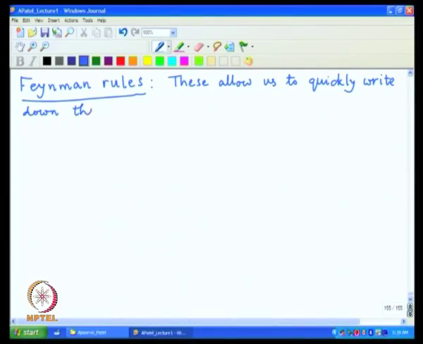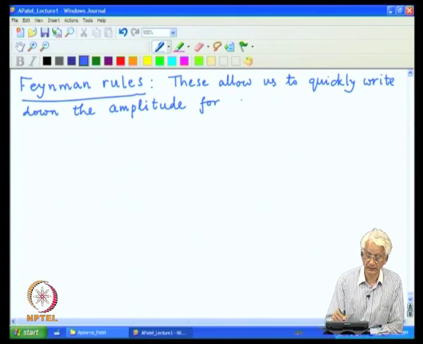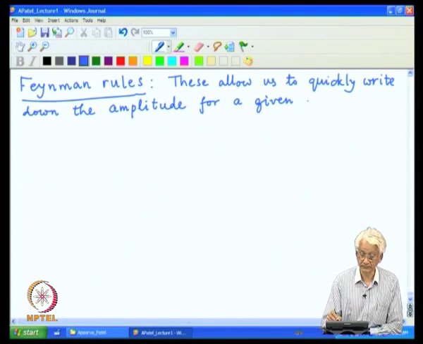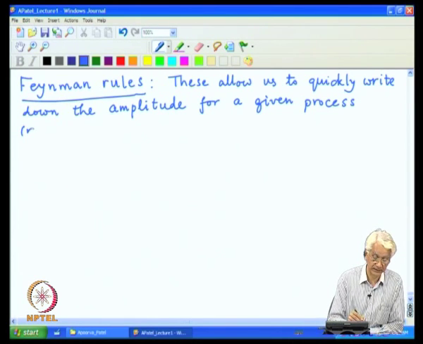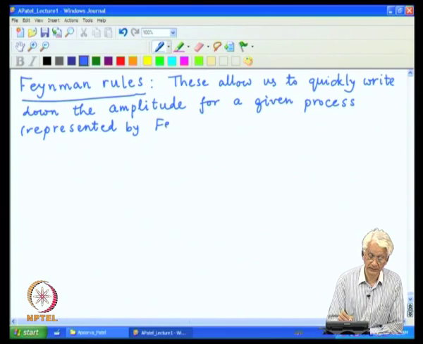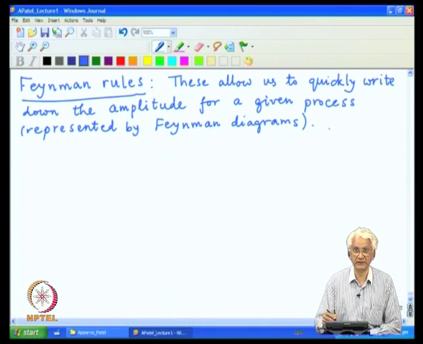to quickly write down the amplitude for a given process, and this process will be represented by Feynman diagrams, which are nothing but a space time picture of what is going on.